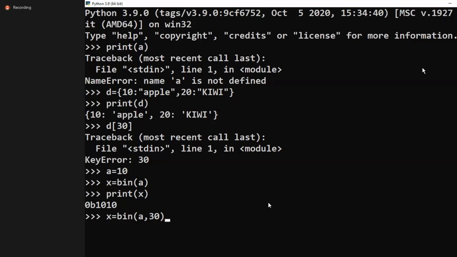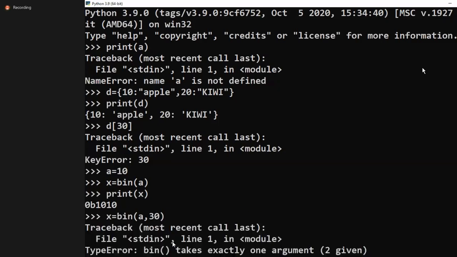Type error, it is called. What is this type error? Exception class. What is this key error? Exception class. What is this name error? Exception class. Tell me, here I am going to give you the clarity. All types of exceptions are called what? Classes.